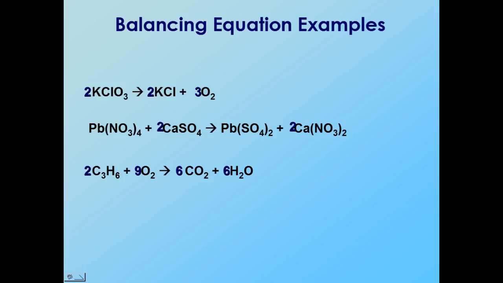So now I have 6 carbons on both sides, 12 hydrogens on both sides, and 18 oxygens on both sides. So this too is a balanced equation.